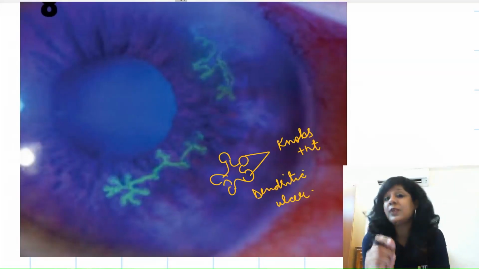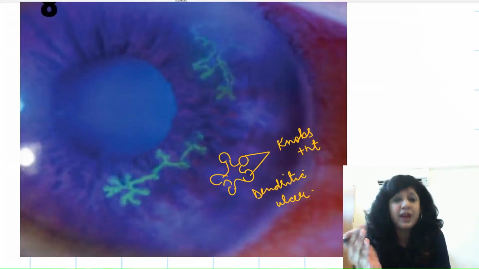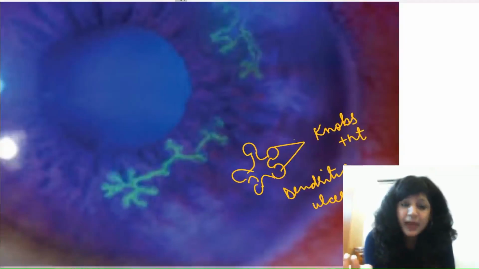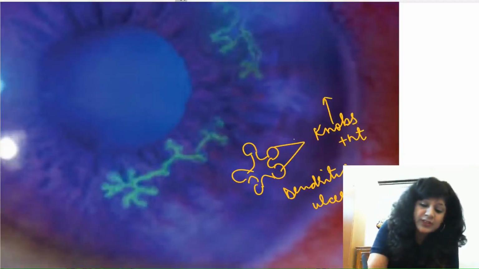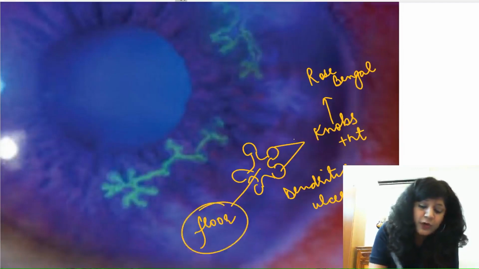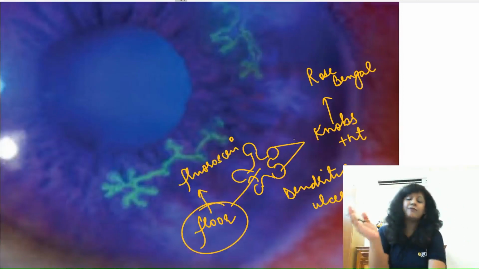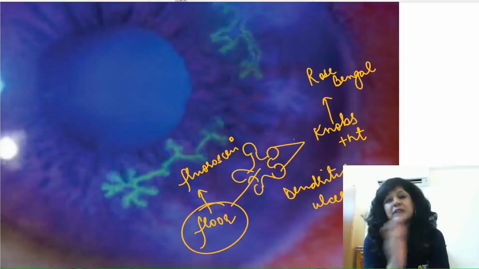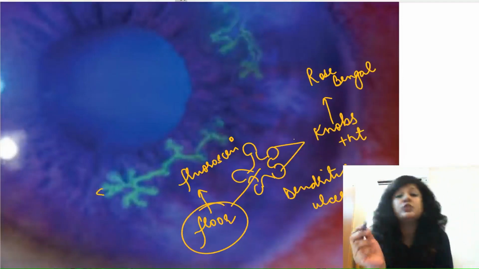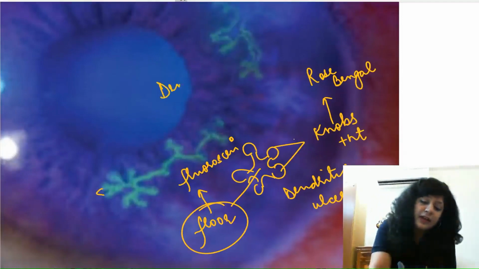If these knobs are not present, then this is called as pseudodendrite. That also I will show you. Now if you see the staining pattern, these knobs are actually stained by the rose bengal stain, while this is the floor. Now F for F, so floor is stained by the fluorescein. Okay, so if they ask you the stains, F, that is floor, is stained by the fluorescein, knobs are stained by the rose bengal, and can you see these are the knobs here we have present. So this is the typical dendritic ulcer that you get in herpes simplex.